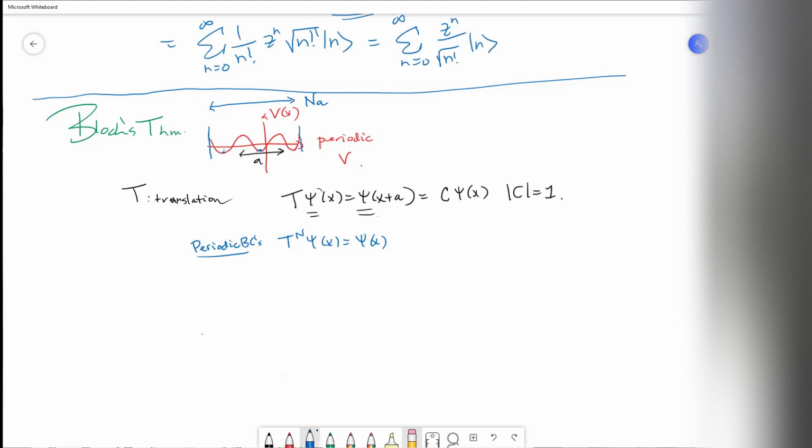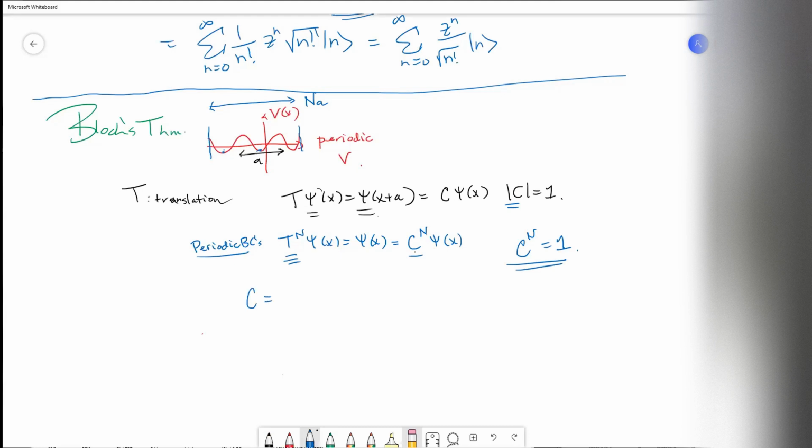And so what this means is that this number C, whatever that phase is associated with translating the wave function by one unit of this periodic potential, must be a so-called root of unity, right? Because if you raise C to the N, which is what this translation operator does, then you should get out just one. So C raised to the Nth power is one. So it's a root of unity.